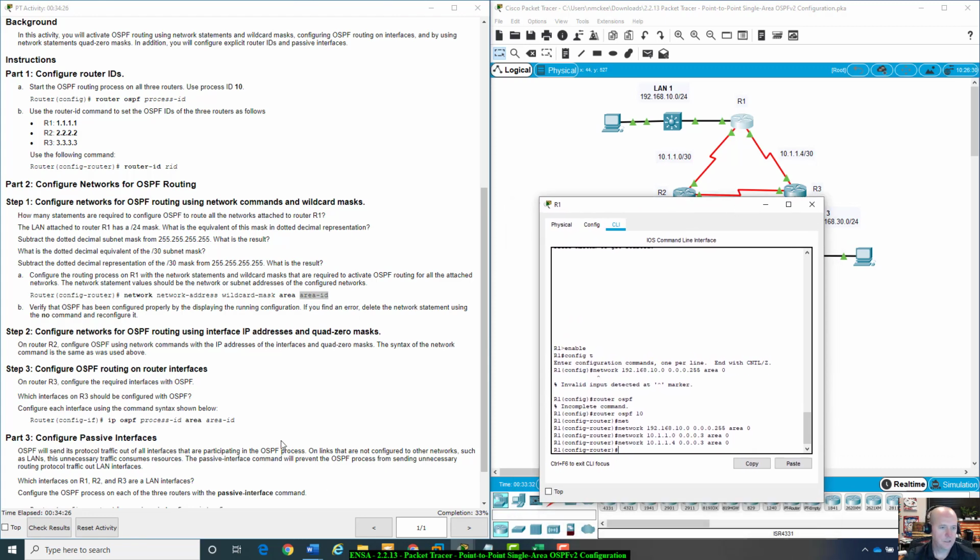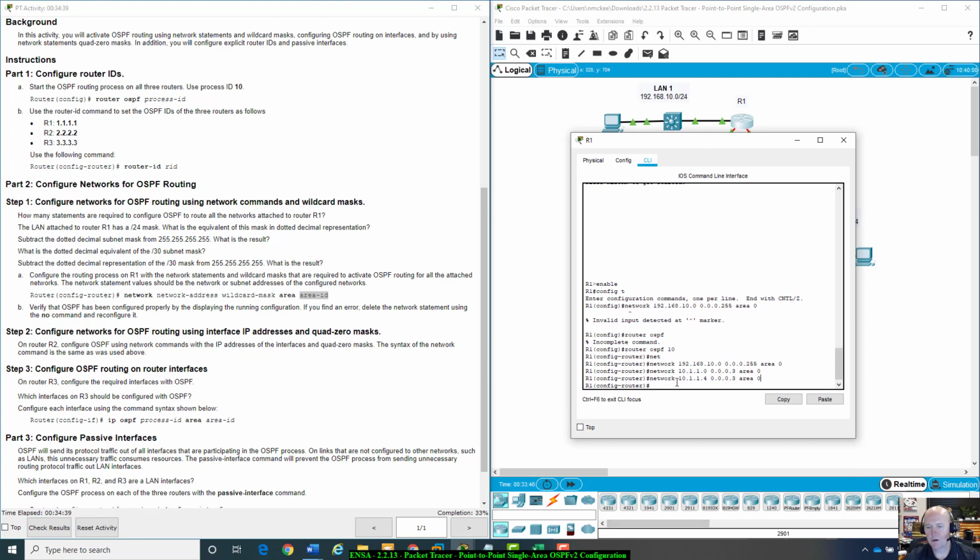All right, so let's see what we got here. Verify the OSPF has been configured properly by displaying the running config. If you find an error, delete the network statement using the no command and reconfigure it. And yes, you probably need that a whole bunch. Anything you typed in incorrectly, you can do the up arrow, go into your history, go back here. You can type in no and see how my completion rate went down because that was entered correctly. But if it wasn't entered correctly, you would enter the correct command, and it'll take out the old command and enter the new command.